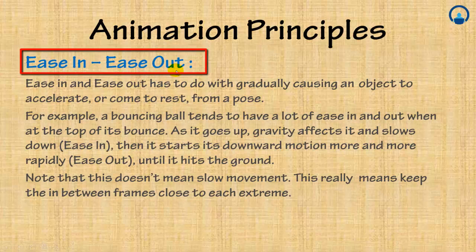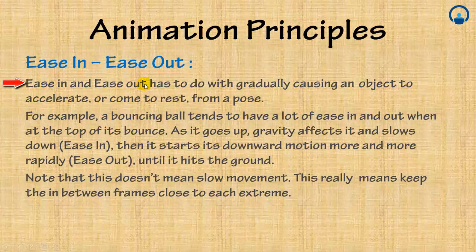Next is ease in, ease out. Ease in and ease out has to do with gradually causing an object to accelerate or come to rest from a pose. For example, a bouncing ball tends to have a lot of ease in and out at the top of its bounce. As it goes, gravity affects it and slows it down, and it starts its downwards motion more and more rapidly until it hits the ground. When the object is falling down, it's coming very fast, very rapidly, and that is called the ease out.